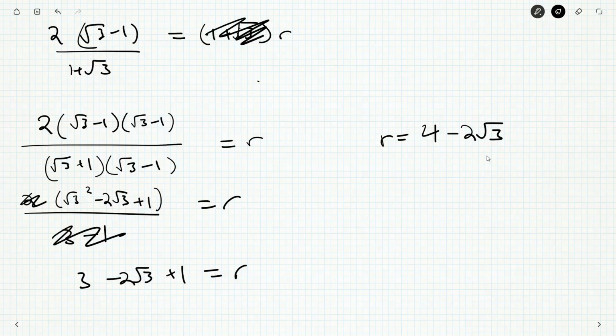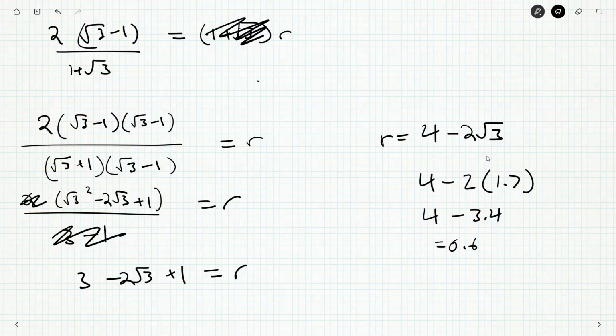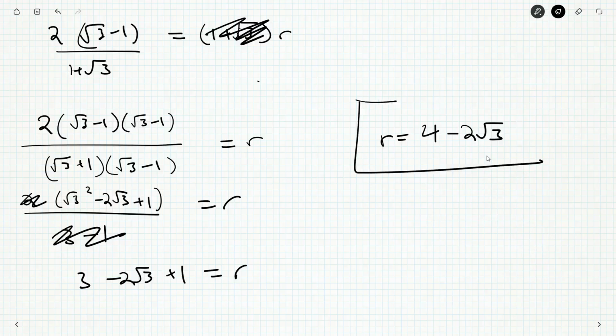Does this make sense? In the picture, r is very much a smaller radius than 1, just based on their picture. And 4 minus 2, well, root 3 is about 1.7, so it's about 4 minus 3.4. So it should be about 0.6. Yeah, that makes sense. I'm sure there was probably another way to get this one, but I enjoyed the creating of those rectangles.